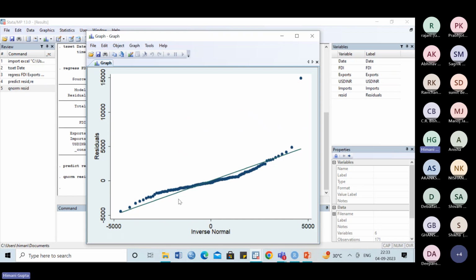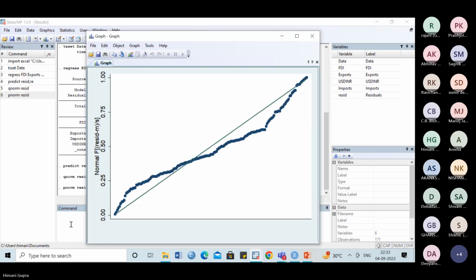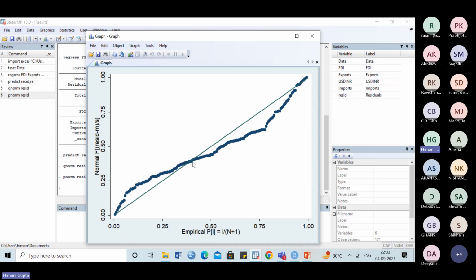Now see the diagram. All the variables, all your residuals are not falling on a straight line. If it is not falling on a straight line, that means my residuals are not normally distributed. This is one of the methods. Second, instead of qnorm, we can use pnorm also, and then resid. Now again, you can see that your residuals are not normally distributed. They are not falling on your straight line. All these residuals should be there on the straight line.